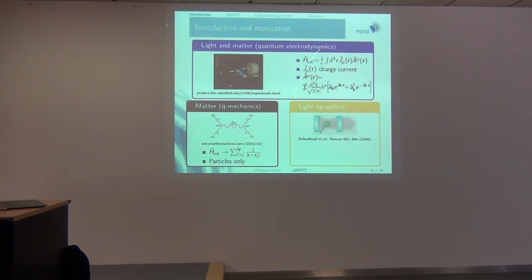We can integrate over the charge current. After a few transformations, we end up at this so-called dipole coupling term, where instead of the charge current, the total dipole operator of the matter subsystem appears. I will comment on this later.